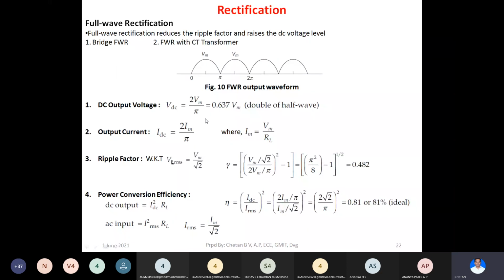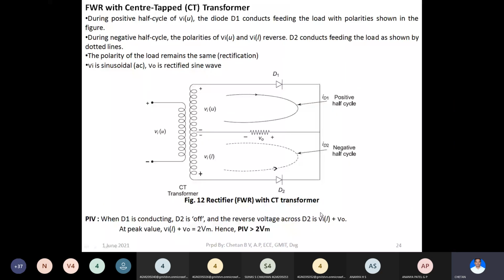And these four parameters, as I already told: DC output voltage, output current, ripple factor, and power conversion efficiency. So these values apply for the full wave center type transformer also. The same parameters will hold good for this also.